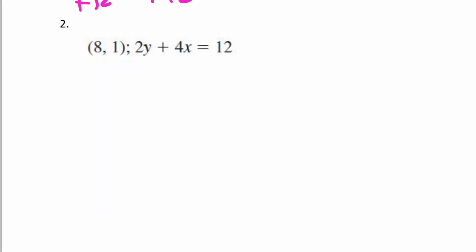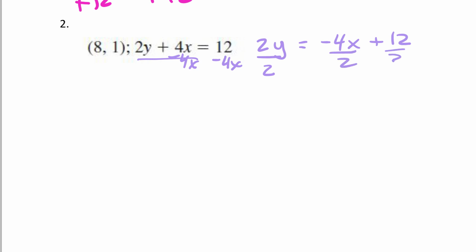Question 2 is also asking for the equation of the line that is parallel to this line. So this line is in standard form. What I need to do is get my y by itself. So I need to first subtract 4x from both sides. And then I get 2y is equal to negative 4x plus 12. Divide each side by 2. And I get y is equal to negative 2x plus 6.